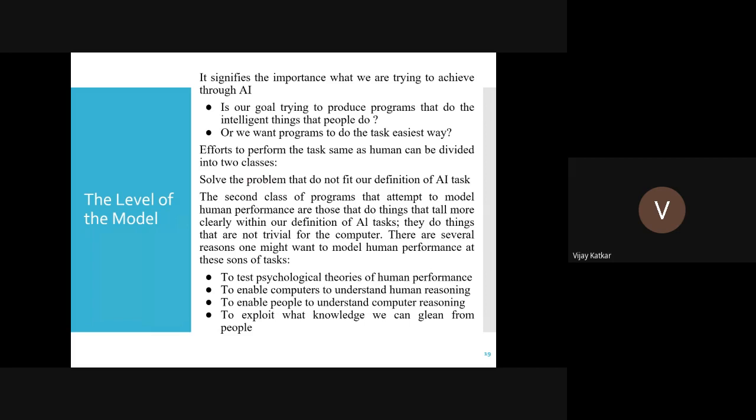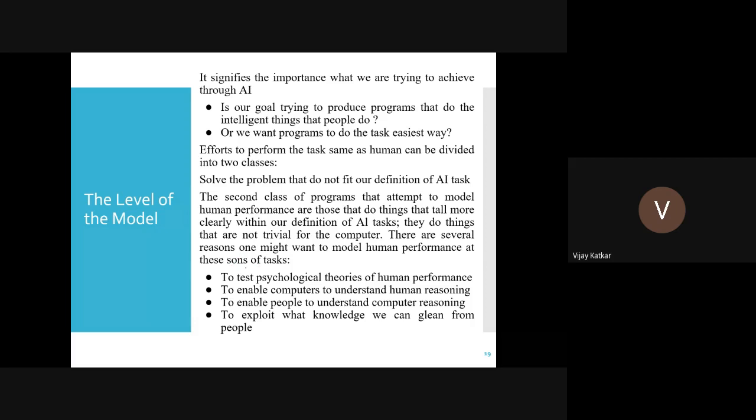The first class is the programs that do not fit our definition of AI task. The second class of programs that attempt to model human performance are those that do things that fall more clearly within our definition of AI task. Sorry, not "tall", it's "fall", it should be F. They do things that are not trivial for a computer. There are several reasons one might want to model human performance at this sense of task.